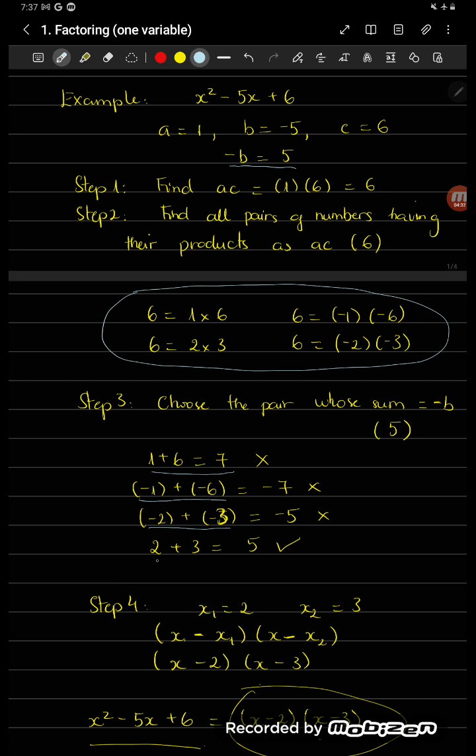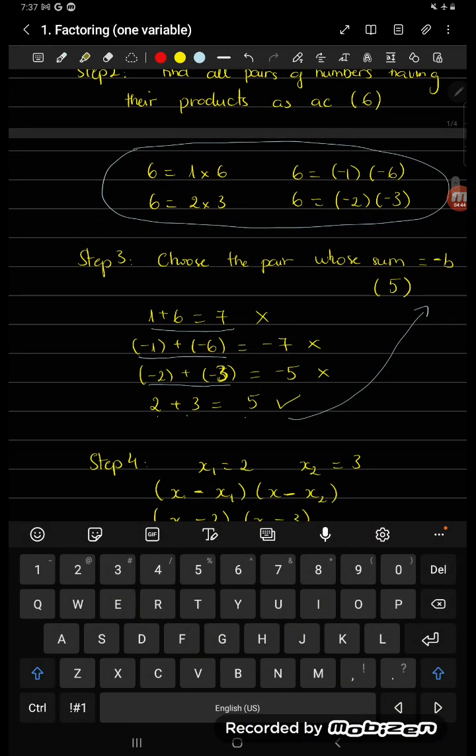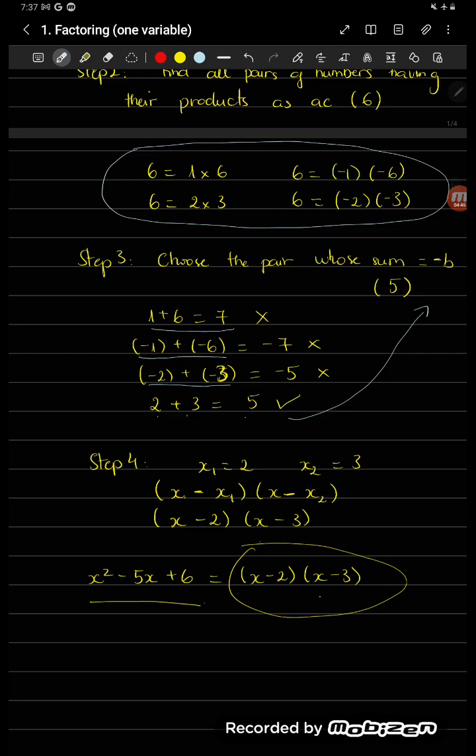For the last one, we have 2 plus 3 equals 5. So yes, it equals negative b here, right? So we take this one. It is also the last pair. And then we go to step 4.